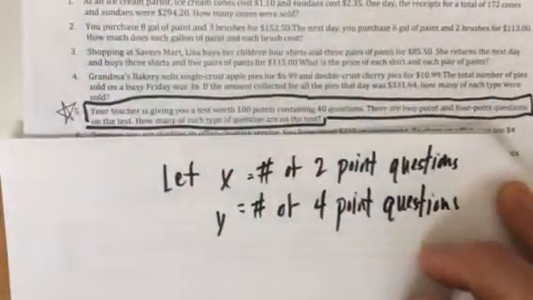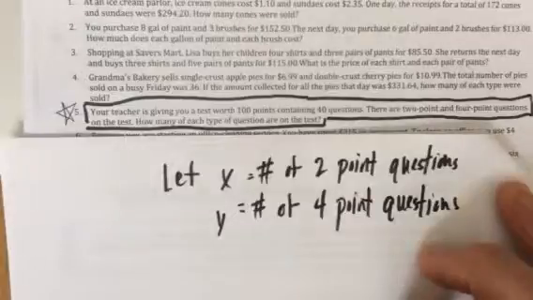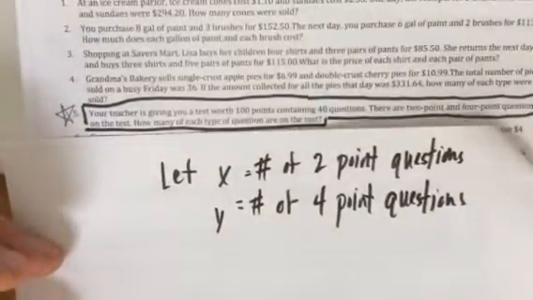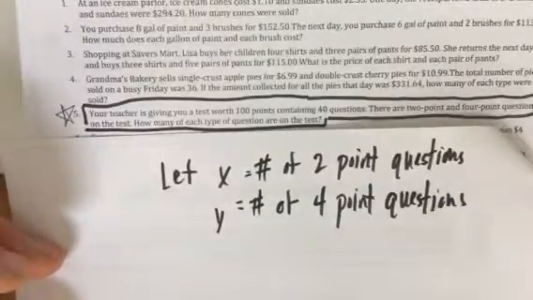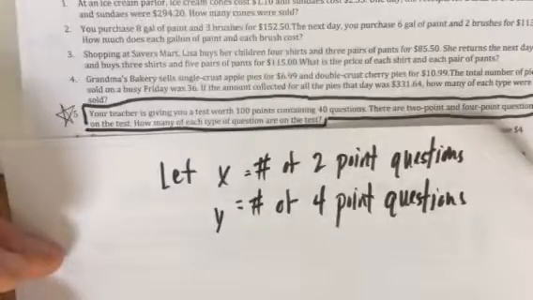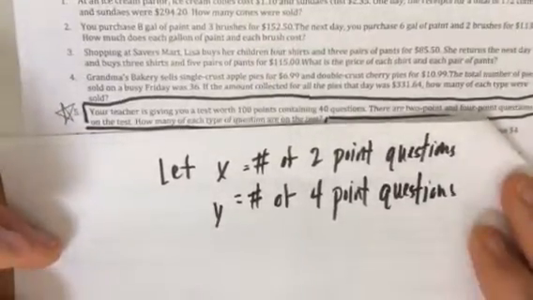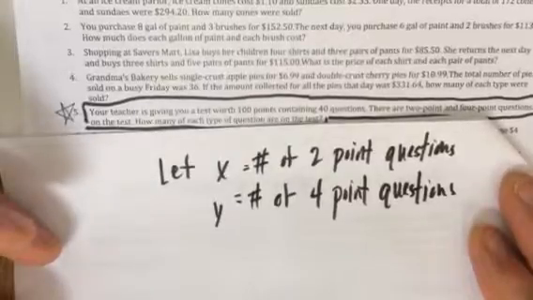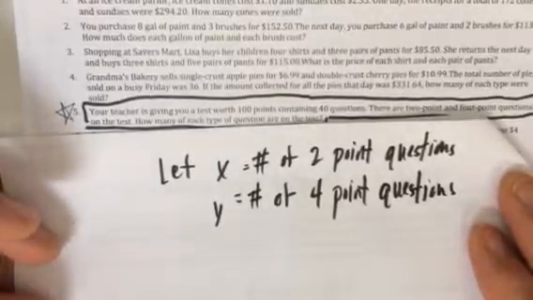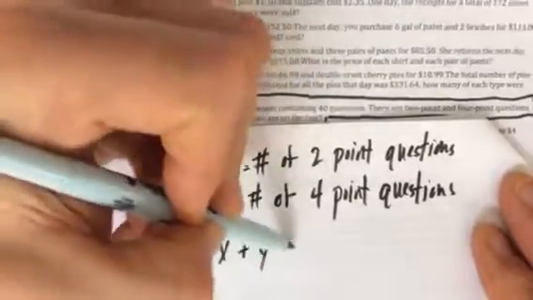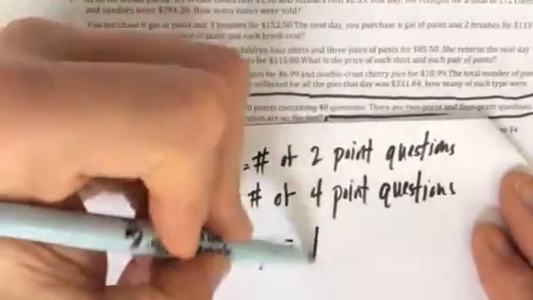So now that we've defined them, now we have 2 equations to write. Now this is one that is going to give us 2 values. It's going to give us the number of points, and it's going to give us the total number of questions. Let's do the easy one first. There are 40 questions. What kind of questions are there? 2-point and 4-point. So we're going to write x plus y equals 40 questions.